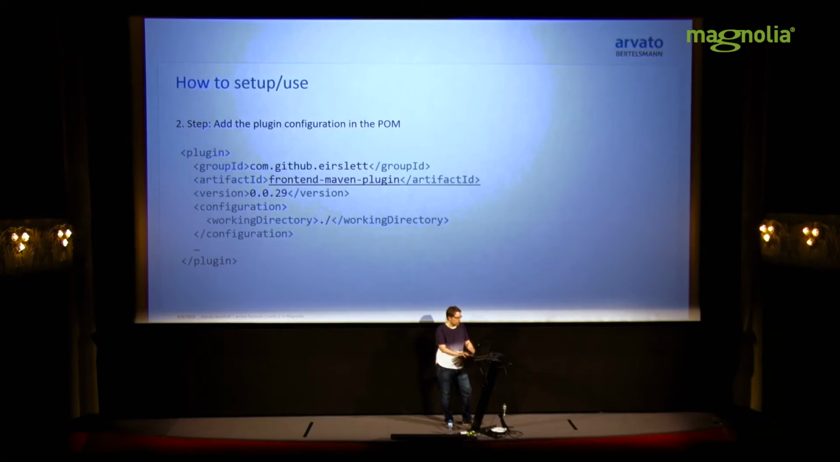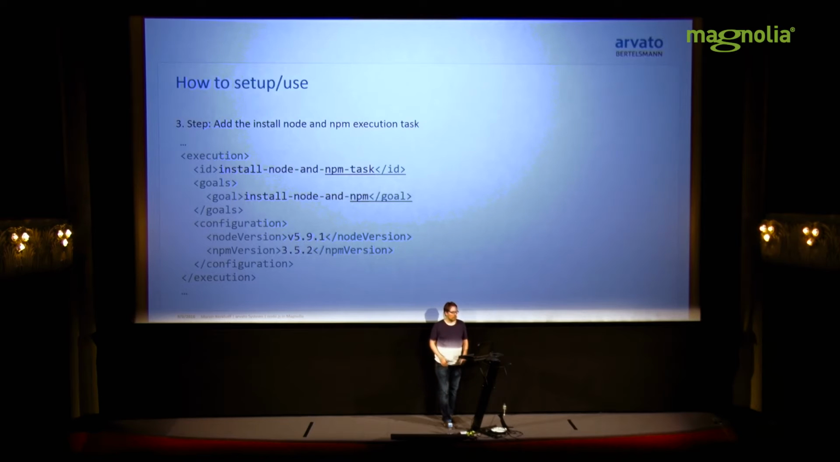I want to introduce how we set this up, because it's only 4 or 5 steps. You add the dependency to your Maven pom, then you define the plugin configuration. You need to add the working directory, which is the installation path, and there should also be a gulp file or something.